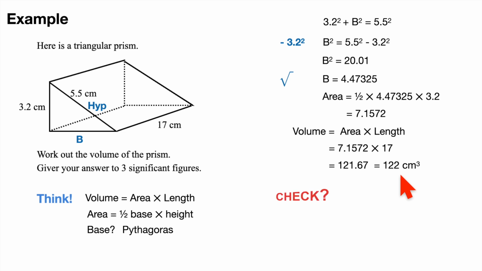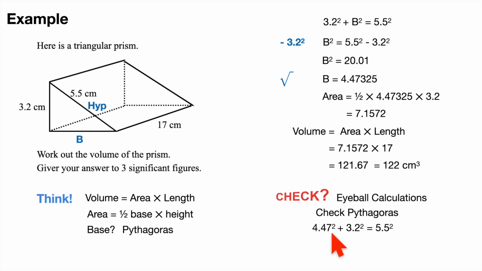Right. No answer is complete without a check. So let's eyeball the calculations. Volume equals area times length. We need to get the half. Remember our half base times height. Yeah, multiply by 17. All looks good. I always check Pythagoras. Let's just work it back the other way. So we've got 4.47 squared plus 3.2 squared, and that is equal to 5.5 squared, the hypotenuse. Yep, that works.